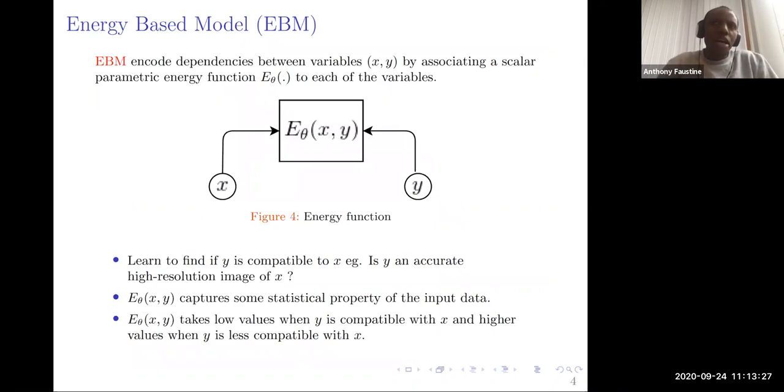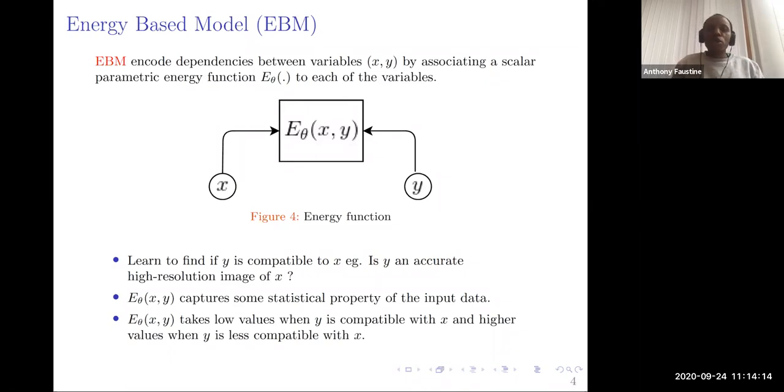So what is energy-based model? If you compare energy-based model and deep neural network, with energy-based model you just learn the dependence between two variables. So instead of learning how X is related to Y, you learn how X and Y relate to each other. It means you learn the association between two variables by using just a scalar parametric function, which is called the energy function. This will capture the statistical properties of your input data, X and Y. The energy function will have low energy when these two variables fit together, when Y is compatible with X, and it will have high energy otherwise.